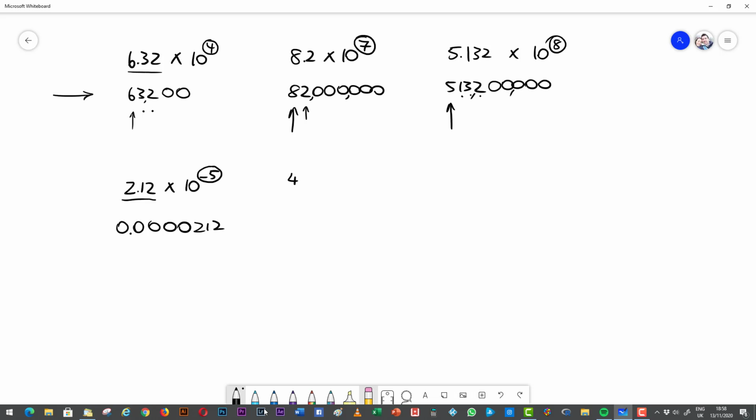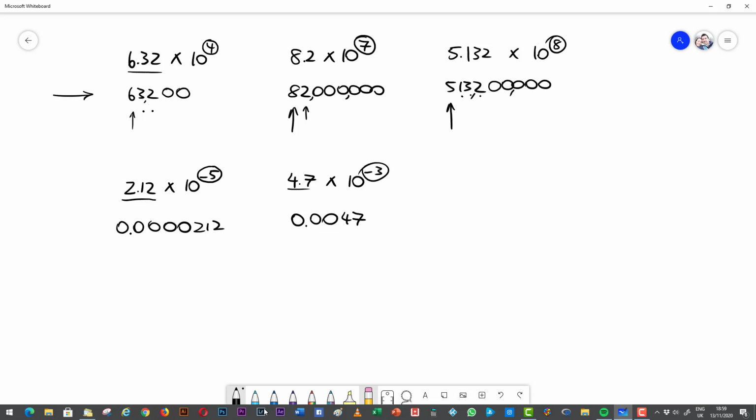Okay, let's try another one. So what about 4.7 times 10 to the minus 3? So I start with the 3. There's 3 zeros. 1, 2, 3. I put a decimal point after the first one, and then I write down what's left. 4, 7. Okay, one more.